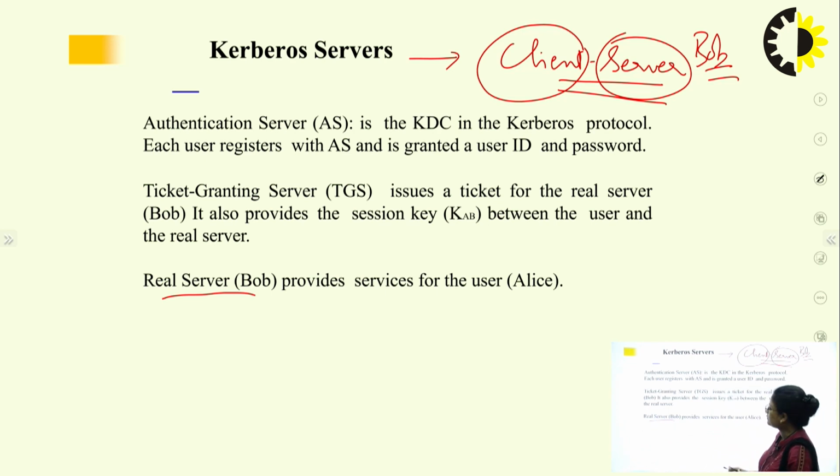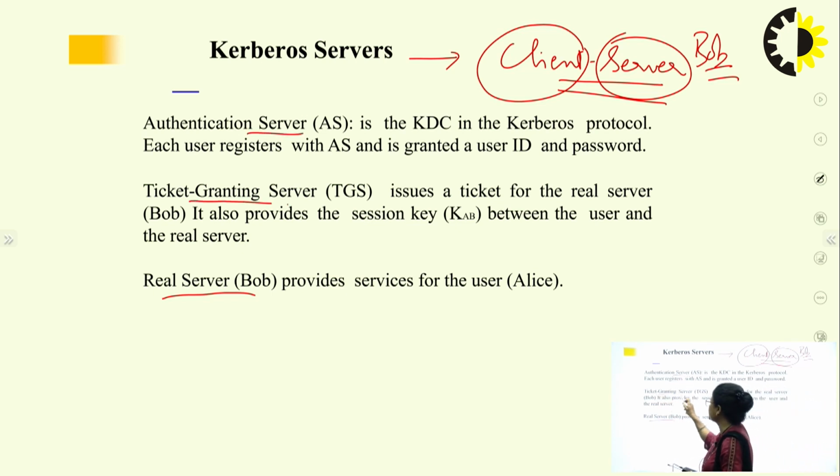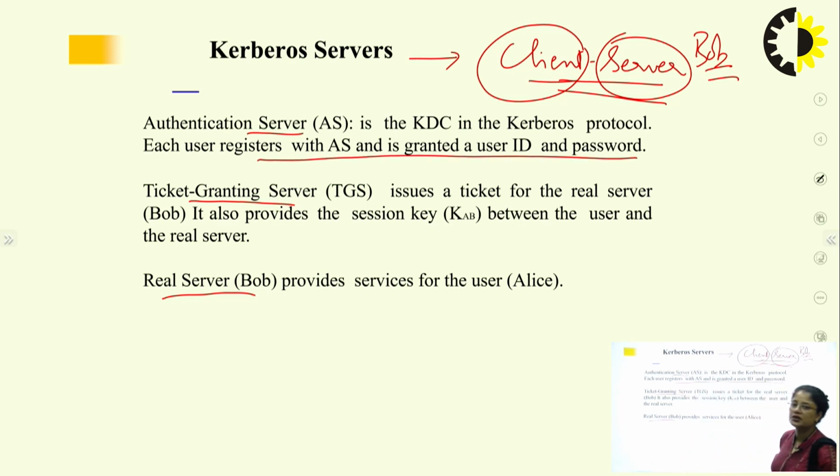Other than this server, in case of Kerberos, we need two other servers. We call them the authentication server and the ticket granting server. What is the authentication server? Through the authentication server, each user, or we can say each client, registers with the authentication server and is granted a user ID and a password. So whoever wants to connect first has to authenticate themselves via the authentication server. All the clients initially have to be registered with the authentication server through some user ID and password.